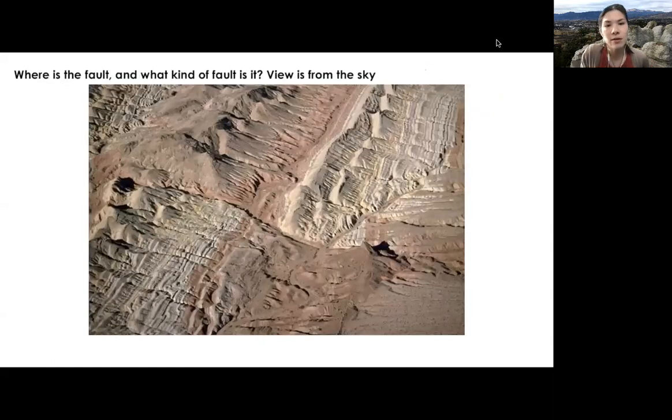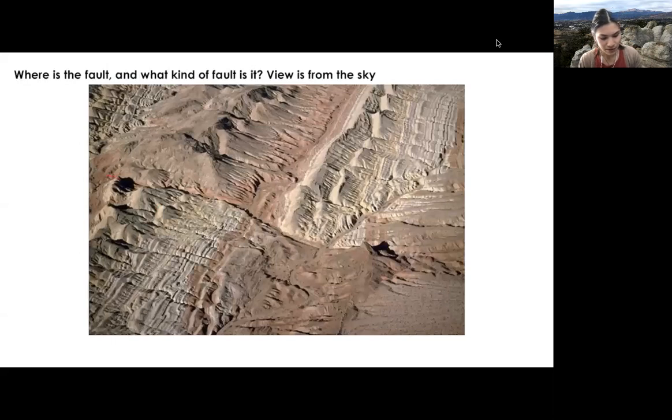Okay, so let's look at some faults and see if we can figure out what they are. So here is a landscape. We're looking at a view from the sky, so somewhat oblique aerial view here. What kind of fault do you think this is, and where is the fault? All right, so if you're ready to reveal the answer, you can unpause and start here.